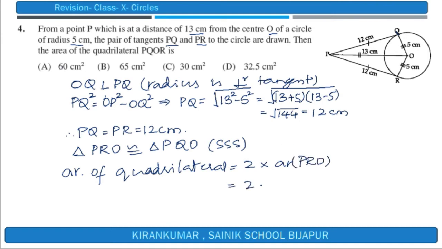What is the area of the triangle PRO? It is half into base into height. In this case, the base will be the length of the tangent, which is PQ or PR, here PR, into the altitude. Altitude is the radius, OR. So half and half will get cancelled. We'll be getting 12 times 5, which is 60 centimeters square.